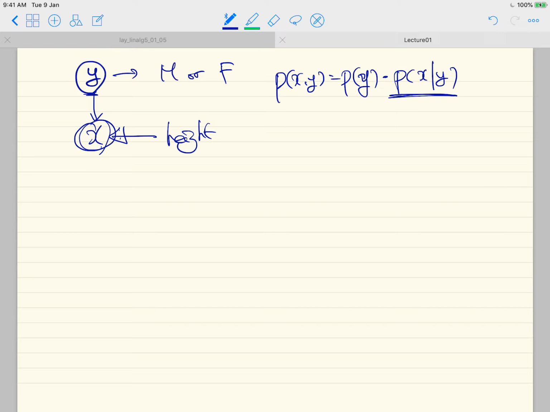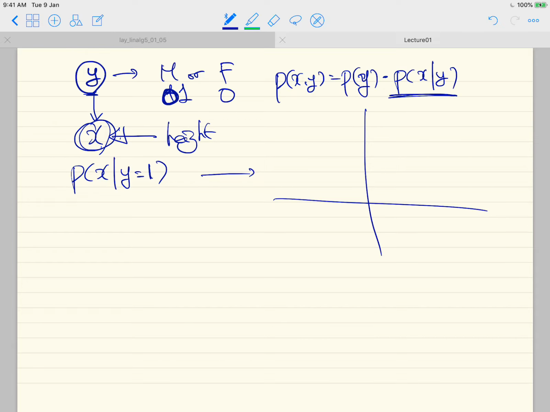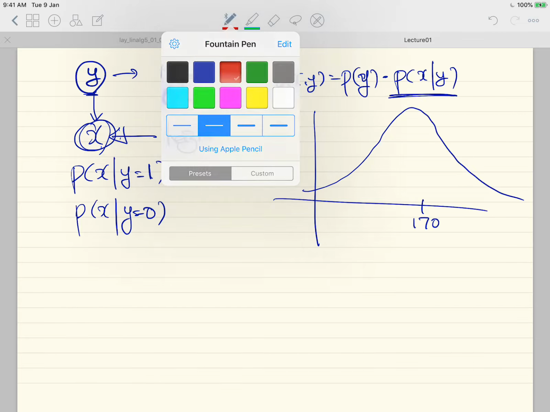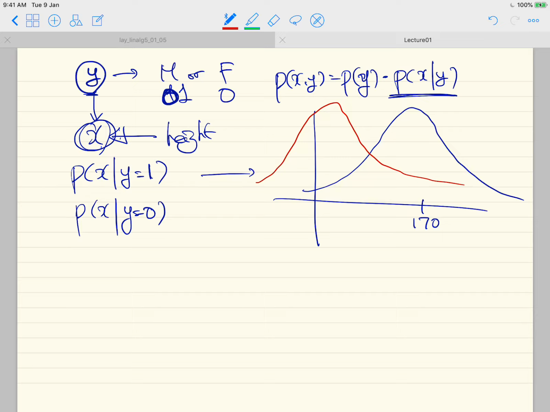Right. So yeah, let's think of this p of x, which is a height distribution, when given y as maybe 1 or 0 to make it consistent with the previous notation. In this case we can consider the distribution of a height, which has an average of maybe 170, and some distribution which looks like a Gaussian. And then we can also think of the height distribution when y is given as 0 or female, which is another distribution of this guy.